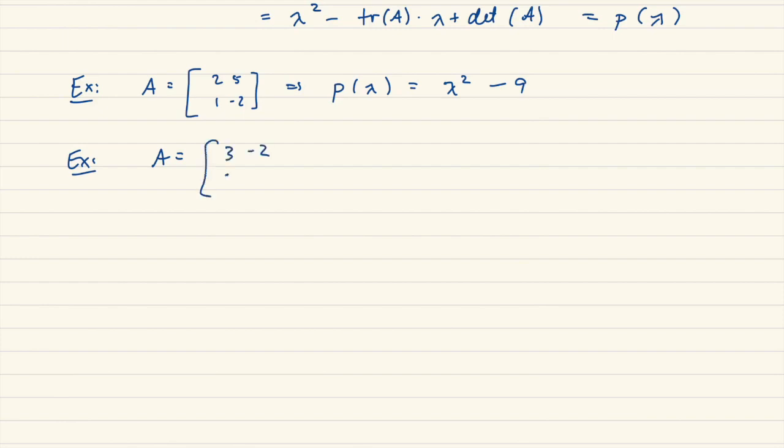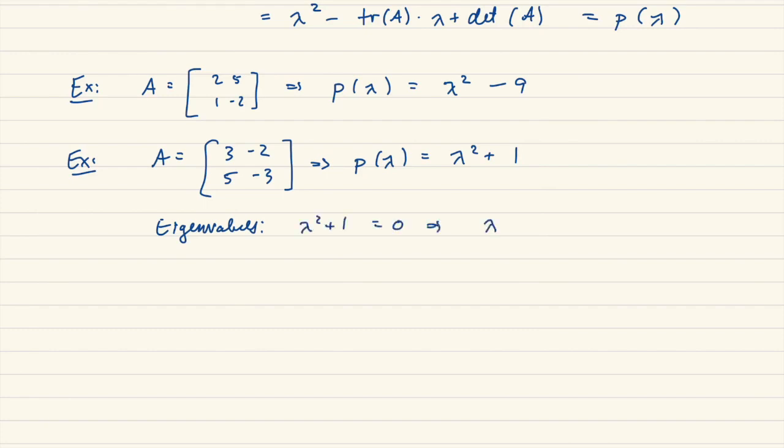And if we were to have A being the 2 by 2 matrix 3, negative 2, 5, negative 3, this would lead us to have a characteristic polynomial of lambda squared plus 1. And therefore, what are the eigenvalues? The eigenvalues are going to be when lambda squared plus 1 is equal to 0. And therefore, lambda is going to be plus or minus i. Here, i is the complex number, so that when you square it, you get negative 1. So eigenvalues are, in general, going to be complex numbers.